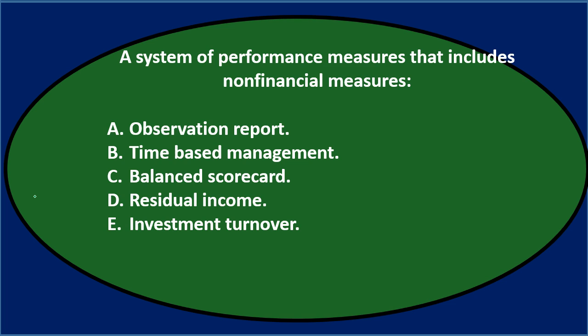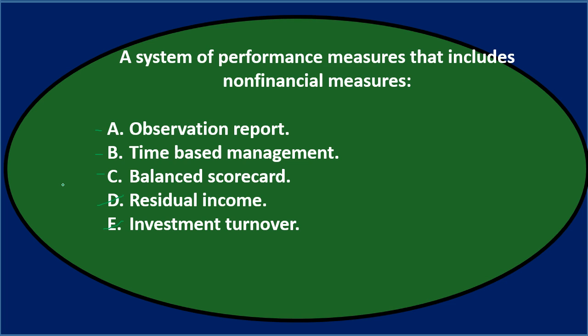Or E, investment turnover. Let's go through this again using the process of elimination. A system of performance measures that includes non-financial measures is A, observation report. Maybe it's non-financial, so that you may. B says time-based management. Sounds like a term, might be reasonable. C says balanced scorecard, and that sounds reasonable. D says residual income. Yeah, that sounds like a calculation. I don't think that sounds right. E says investment turnover. And again, that sounds like a ratio type of calculation, not really a full system.